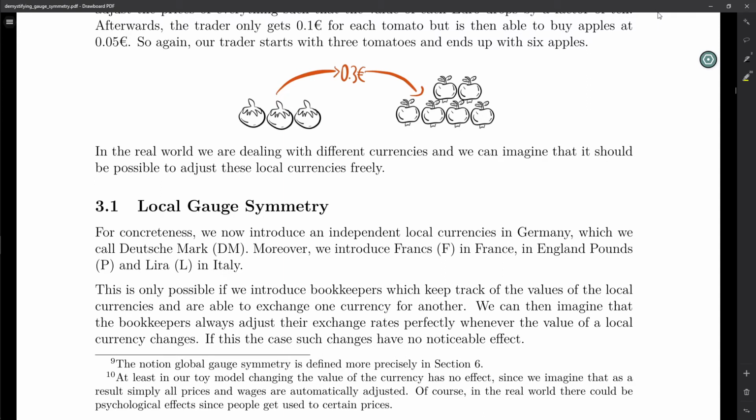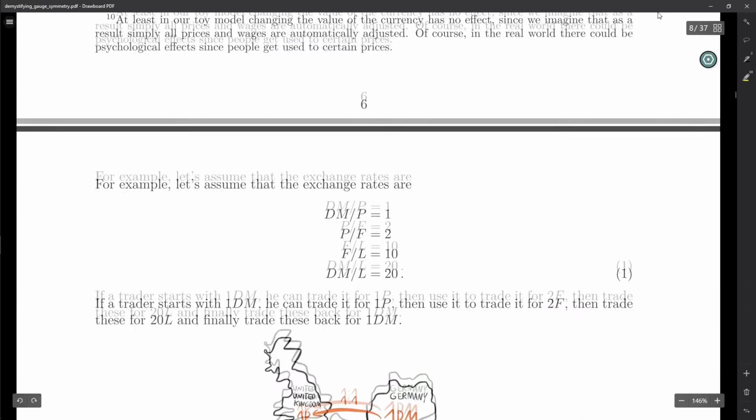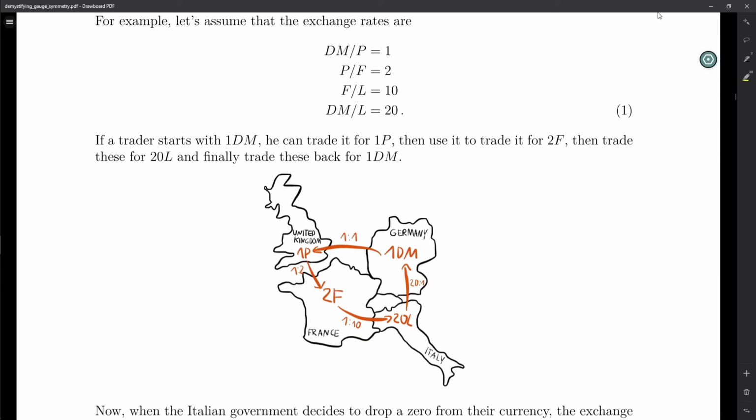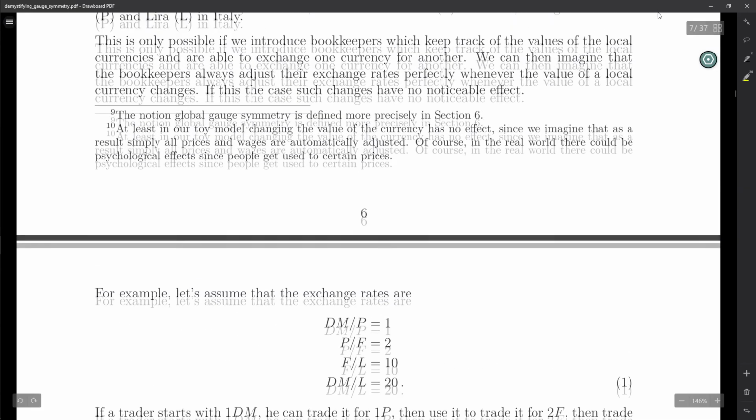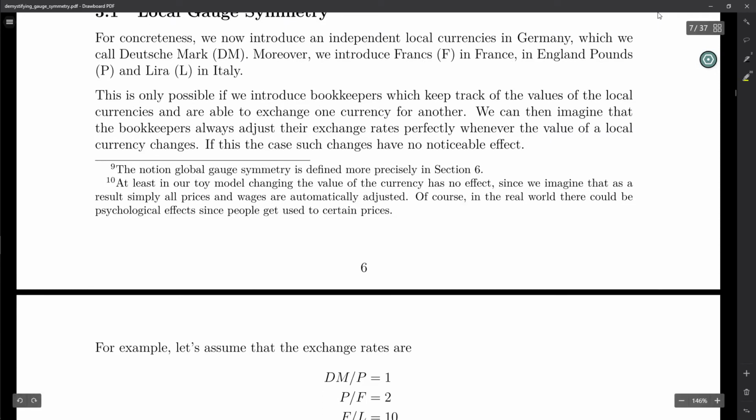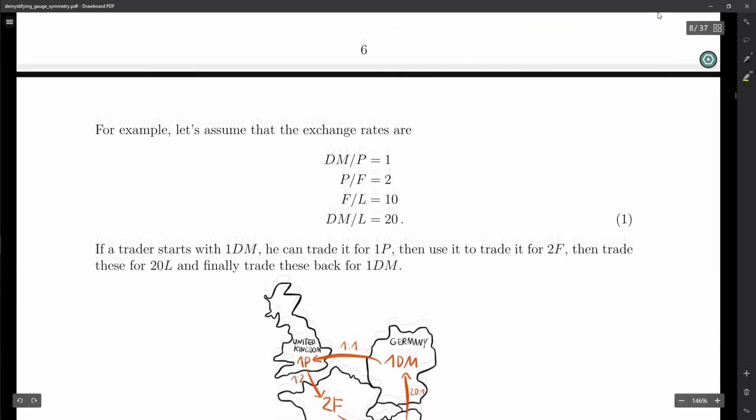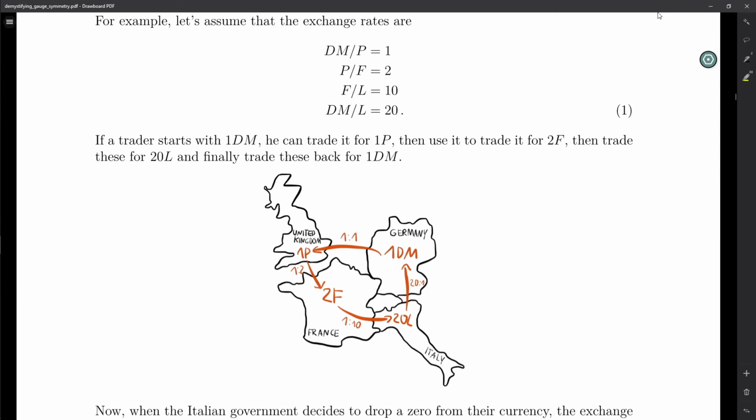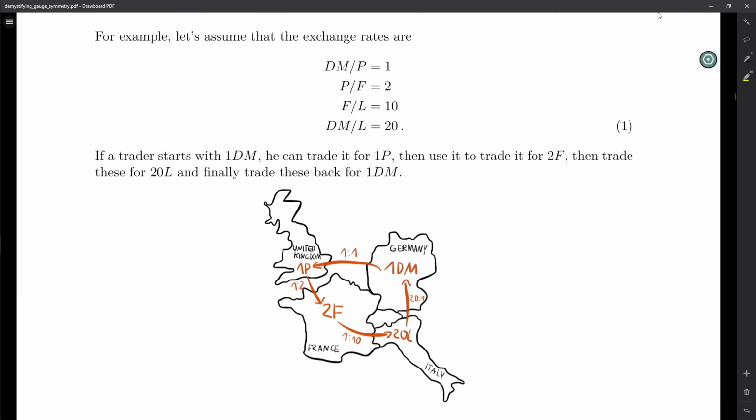And here what we're going to do is set up a bunch of countries with specific currencies, and there's an exchange rate between them. And you want to see if scaling currencies at one particular point really makes a change or not. That's the idea. And we are introducing these bookkeepers, because we are assuming that if I am making a change here, the exchange rates here adjust accordingly.